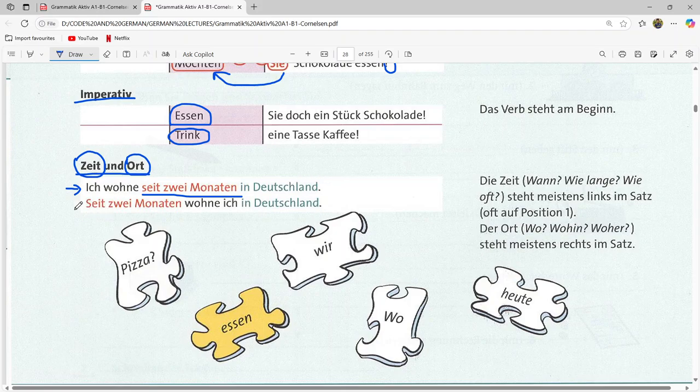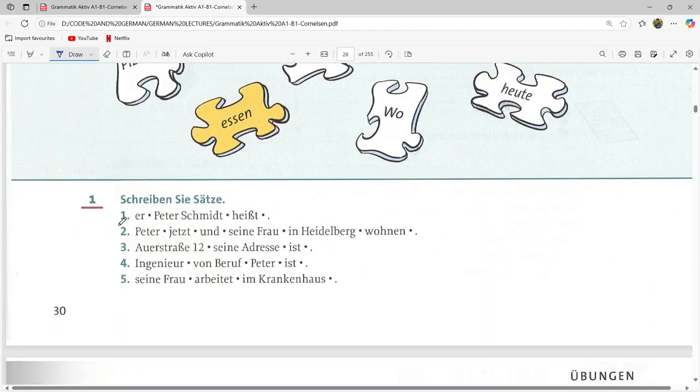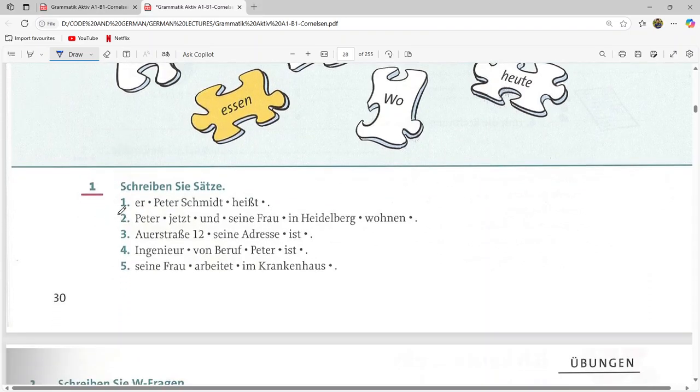Okay, this is one way. Another way you can write the sentence is "since 2 months I live in Germany." So, "Seit 2 Monaten wohne ich in Deutschland." Okay. So let's now start the task, solving the task.